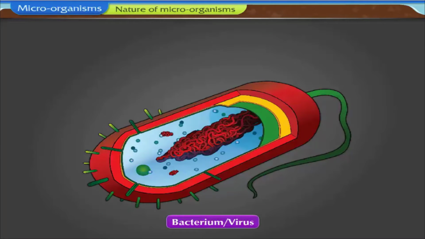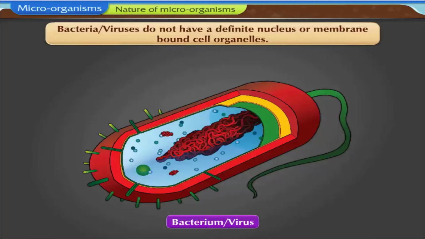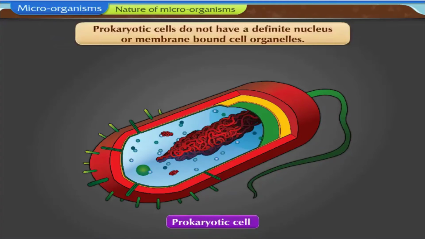They have a somewhat different cellular structure. They do not have a definite nucleus or membrane-bound cell organelles. Such cells are called prokaryotic cells.